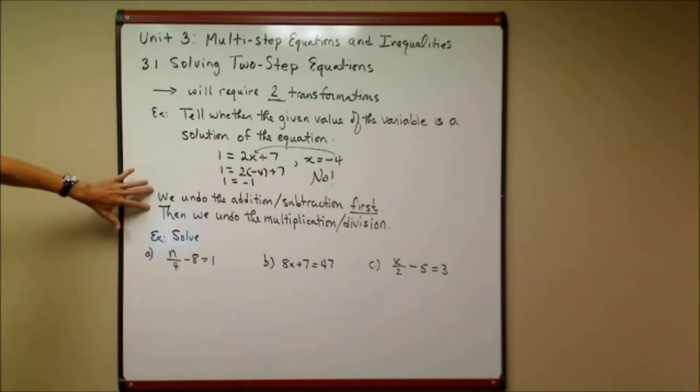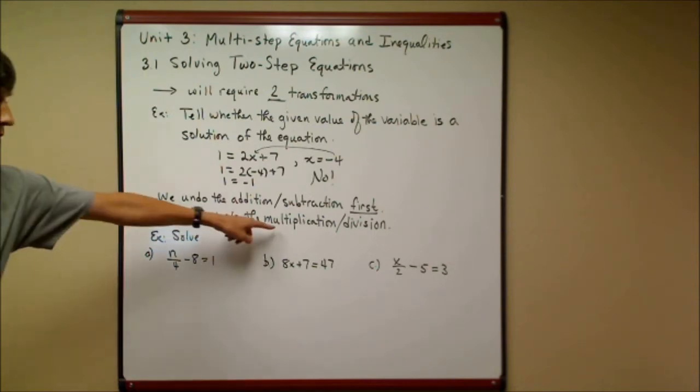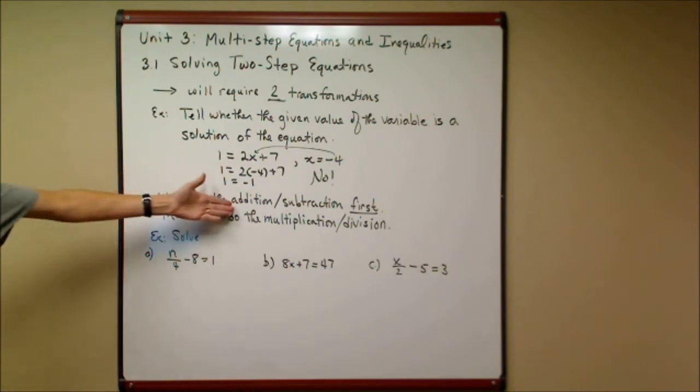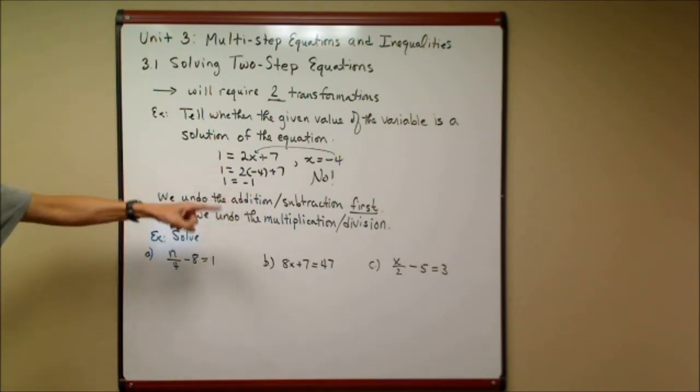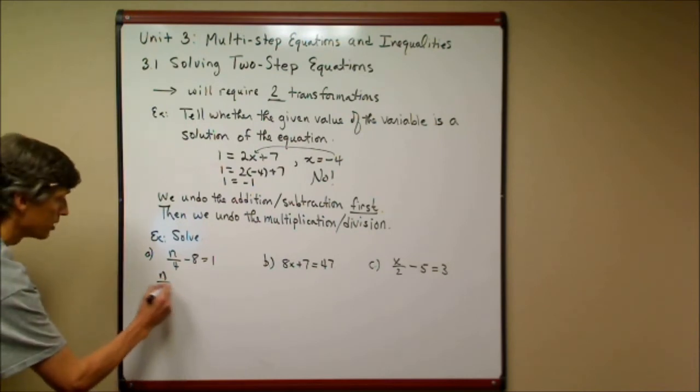My variable is n, it's being divided by 4, and there's an 8 that's being subtracted from it. Now look back here. We undo the addition or subtraction step first. We undo the multiplication and division step second. The reason that we're doing that is because we're undoing the statement. The order of operations says you multiply or divide before you add or subtract. Since we're undoing this, we reverse the order of operations. We undo the adding, subtracting, then the multiplying and dividing. So I'm going to get rid of the minus 8 first before I get rid of the 4 that's dividing into n. So I'm going to write this the more traditional way.